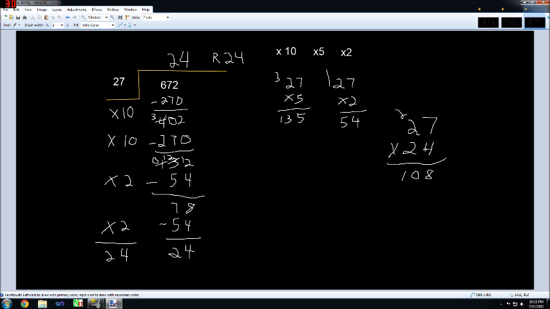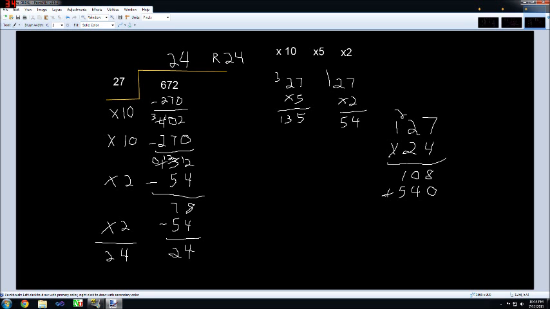Now I'm done multiplying by my 1s, and I have to go over to my 10s now. So I need to fill in a 0 as my placeholder. Even though this looks like 2 times 7, you're actually multiplying 20 times 7. So that's 14. Put the 4 down. Carry the 1 over. And remember, this is actually 20 times 20. 2 times 2 is 4, plus 1 is 5.